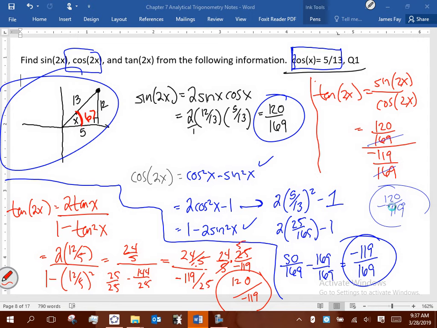And that's cosine x, right? So that's obviously in the first quadrant. But when I go cosine 2x, that doubles that, right? Tangent 2x or sine 2x doubles that 67. So when I double 67, that now puts me over in the second quadrant, right?